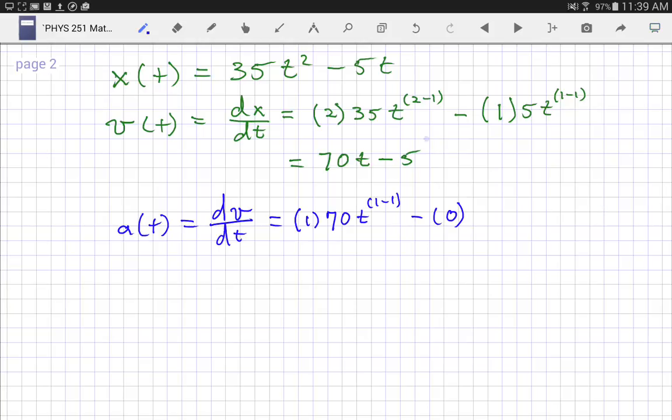I brought down my power of 0 from the time that was, I didn't show it because I felt it was stupid to write t to the 0th power, and we know that's 1. But that's where that 0 comes from. And so that's just equal to 70.